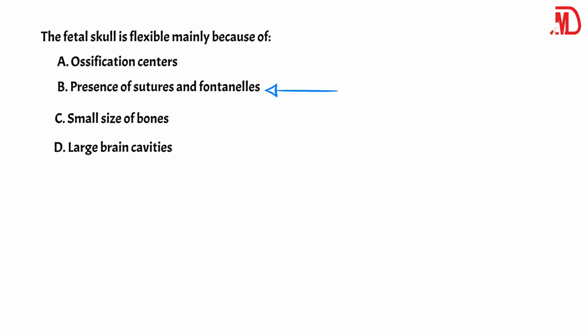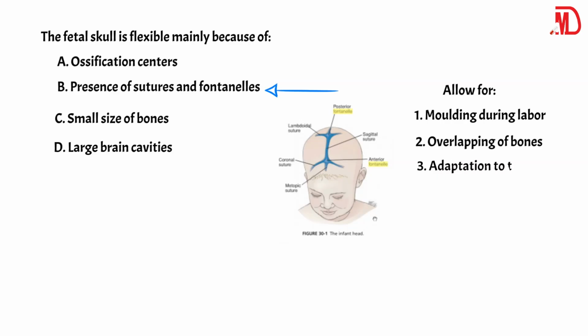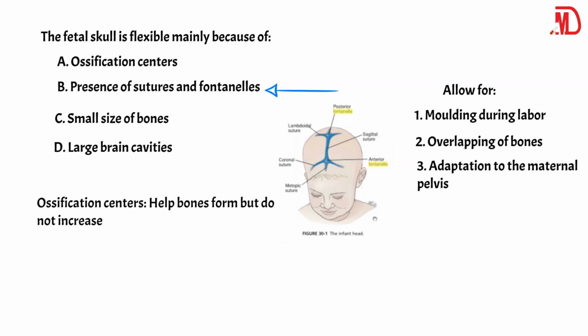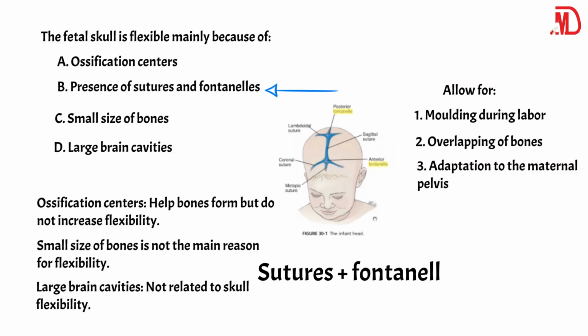The flexibility of the fetal skull comes from the sutures, fibrous joints, and fontanelles, soft membranous gaps. These allow molding during labor, overlapping of bones, and adaptation to the maternal pelvis. A. Ossification centers help bones form but do not increase flexibility. C. Small size of bones is not the main reason for flexibility. D. Large brain cavities is not related to skull flexibility. Sutures plus fontanelles equals flexibility.